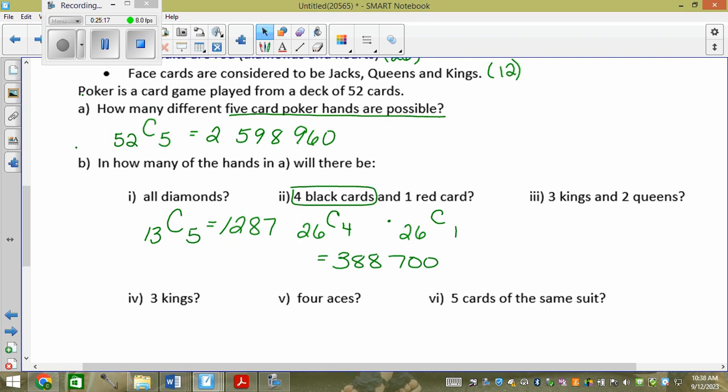So now I moved up again to 388,700 because I opened it up more to black and red cards, which gives me more options. The next one says 3 kings and 2 queens. How many kings are there? 4. How many queens are there? 4. Did I choose 5 cards? Yeah, 3 kings, 2 queens. So I'm good. So I do 4 kings choose 3, and 4 queens choose 2.